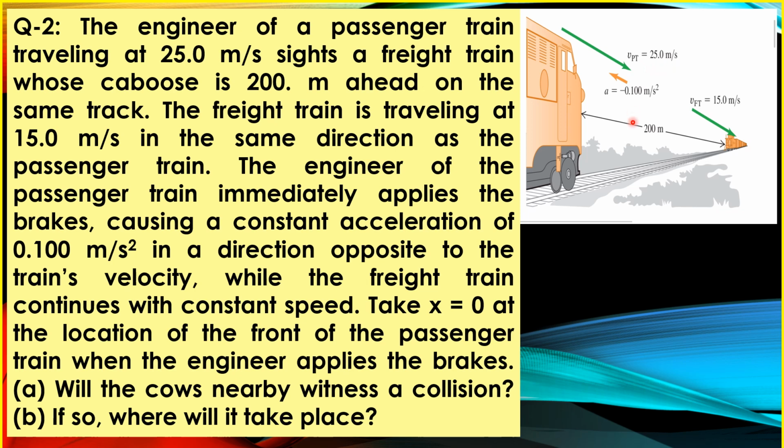All right? So at that instant, the engineer sees a freight train 200 meters ahead on the same track. So there's the freight train traveling at a slower speed, 15.0 meters per second, but traveling in the same direction as the passenger train, right?